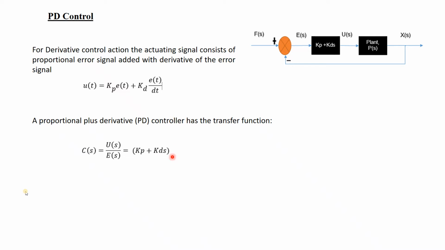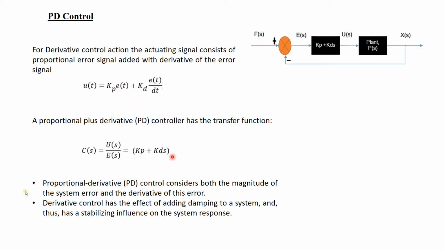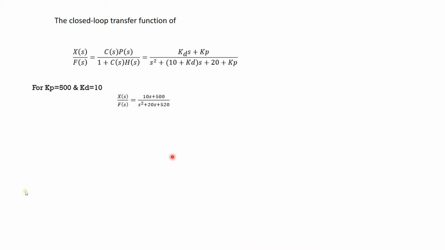Okay, so a proportional plus derivative controller has the transfer function of Kp plus Kds. So proportional derivative control considers both the magnitude of the system error and the derivative of its error. Okay, that we know that it is controlling the magnitude as well as the derivative of the error. So derivative control has the effect of adding damping to a system. So the overshoot which was there will be reduced and has a stabilizing influence on the system response.